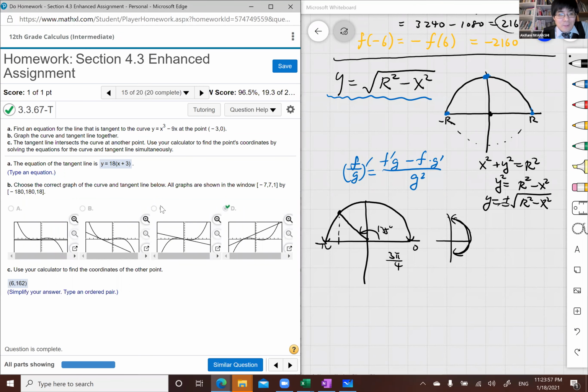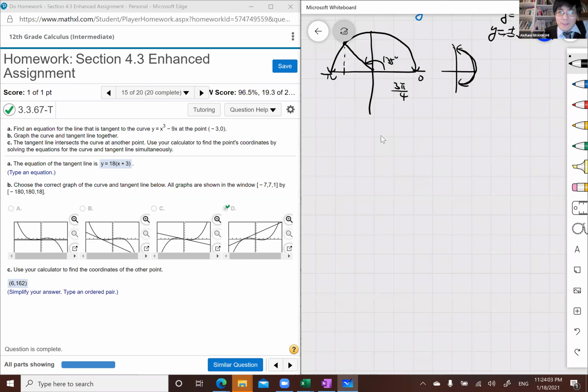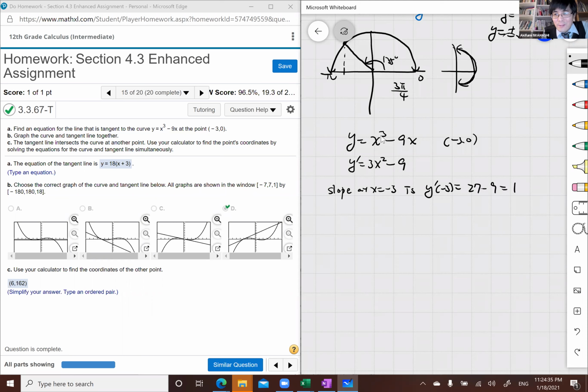Okay, this is just a review question about the tangent line. So it's not much to explain here, but just a review, okay? So first of all, let's find the equation of the tangent line at negative 3, 0. To find the slope of the tangent line, you find the derivative first. And I'm going to find the slope. The slope at x equal to negative 3 is, you just plug in negative 3 into the derivative. It's going to be 27 minus 9, which is 18. So the slope is 18. And the line goes through this point.